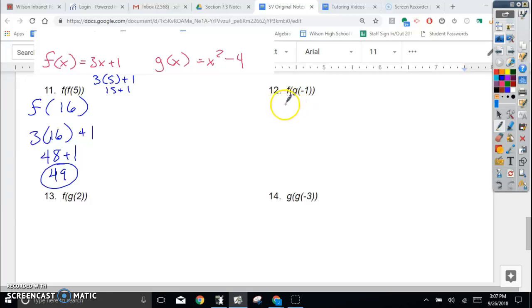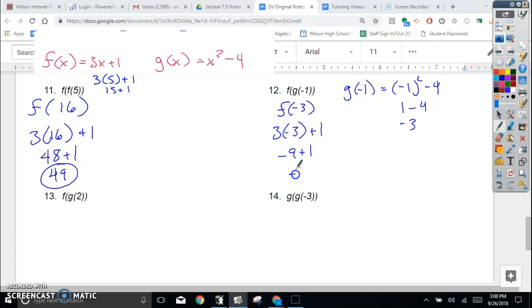So let's go ahead and do g of 1. Okay, so g at negative 1 is negative 1 squared minus 4. So this is 1 minus 4, which is negative 3. So I have f of negative 3 to do, which would give me 3 times negative 3 plus 1. So that's negative 9 plus 1, negative 8.